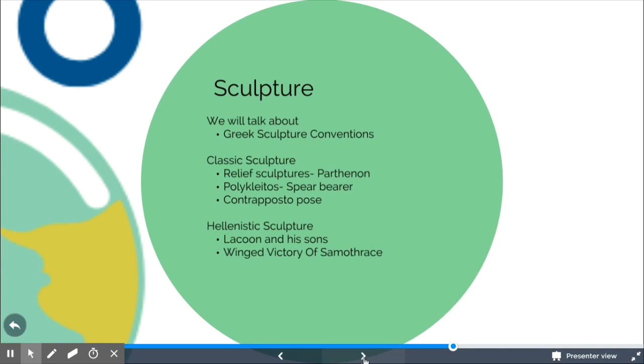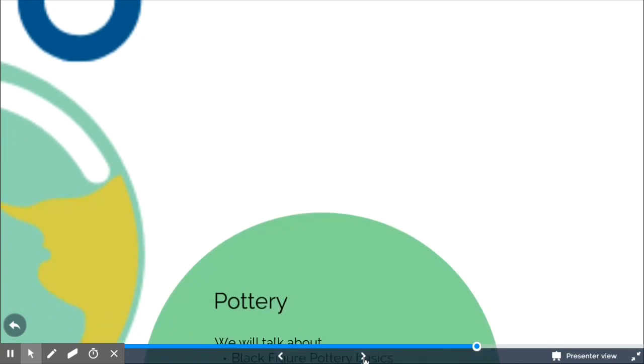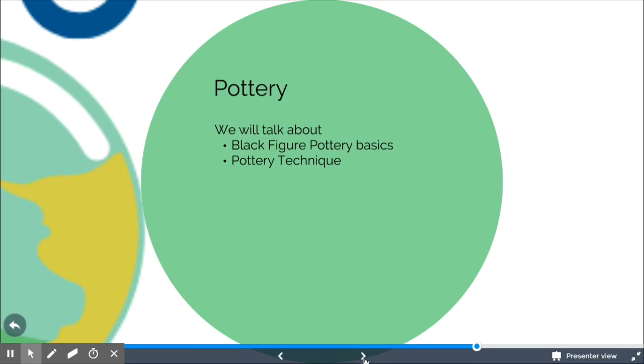Hellenistic sculpture, we're going to talk about Laocoon and His Sons, and the Winged Victory of Samothrace, or Nike, who's the goddess of victory. We'll talk about those. And then for pottery, we're just basically going to talk about how they created black figure pottery and the technique on which they did that. So a little bit of background information about it and how it was created.